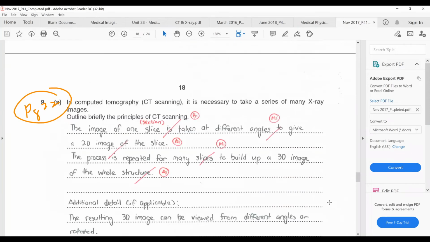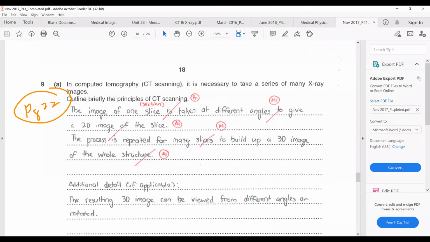Okay, so describe principles of CT scanning. So image of one slice is taken at different angles to give a 2D image of the slice. The process is repeated for many slices to build a 3D image of the whole structure. This one you can actually recopy back the same points from page 30, I think. Okay, the points are the same.